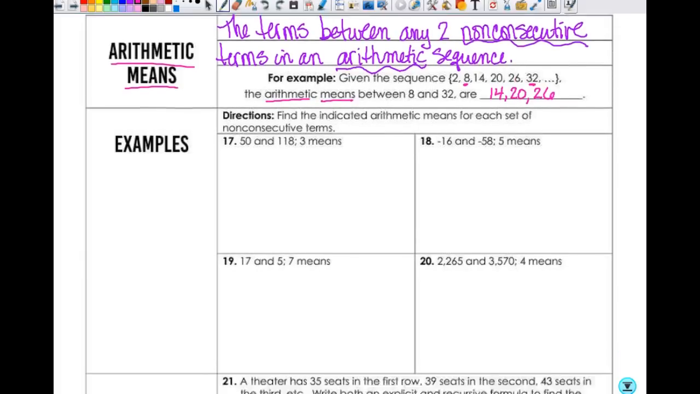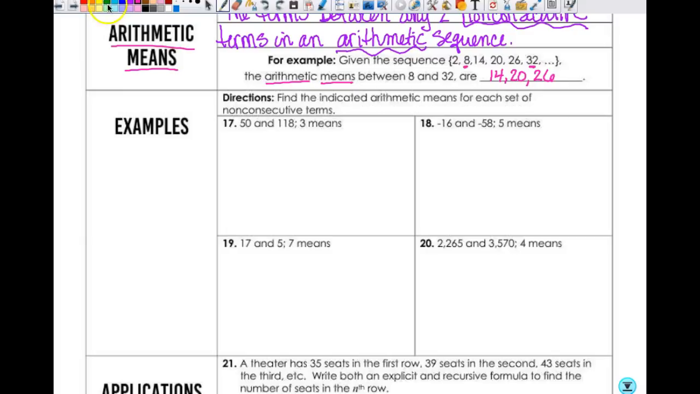Let's look at 17. It says find the indicated arithmetic means for each set of non-consecutive terms. So we've got 50 and 118, and we want to find 3 means in between them. So we've got 50, I need to find these 3 terms in between, and then it's 118. So in order to do this, I've got to look at what I have here. I have that A1 is equal to 50, and 1, 2, 3, 4, 5, A5 is equal to 118.